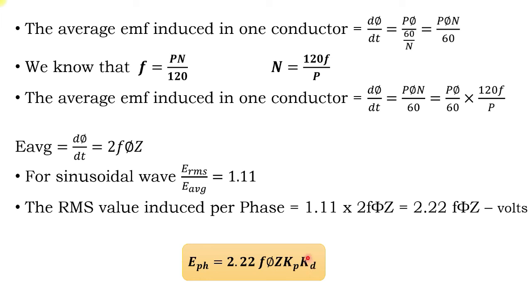Here I consider two different factors. Kp is nothing but the pitch factor and Kd is nothing but the distribution factor. We'll not discuss more about Kp and Kd here. Directly we'll utilize the properties of Kp and Kd in the numerical. But these two are very essential to consider the generated EMF in the generator. Once again, I want to recollect that Kp is the pitch factor and Kd is the distribution factor. Well, thank you.